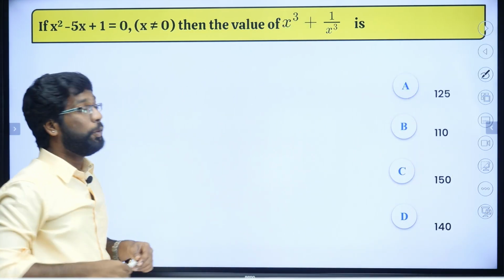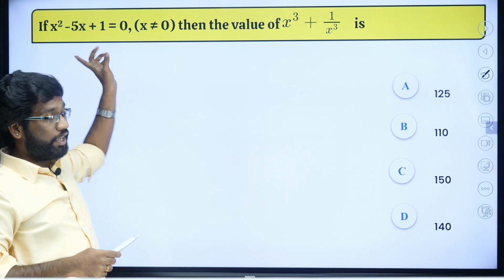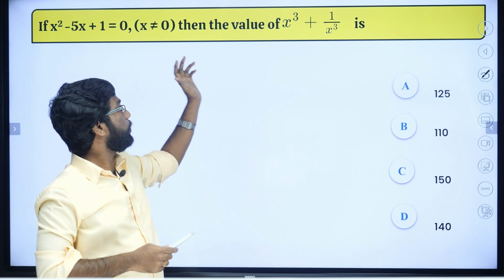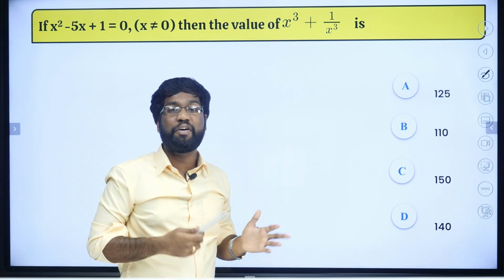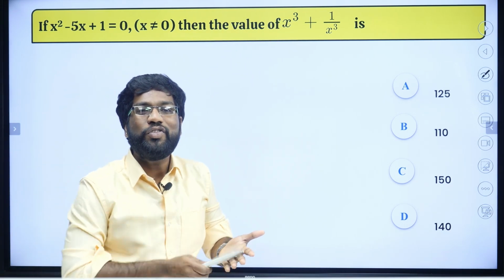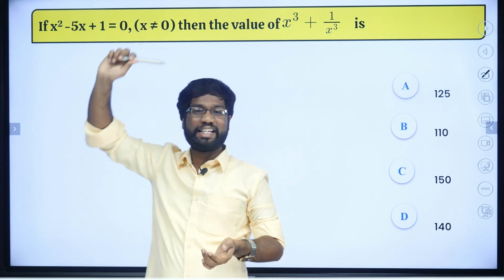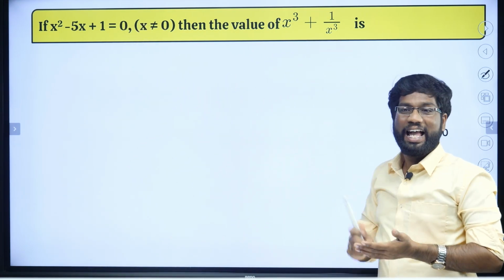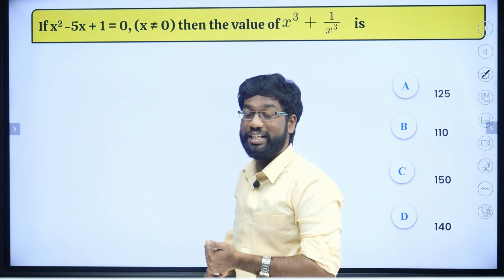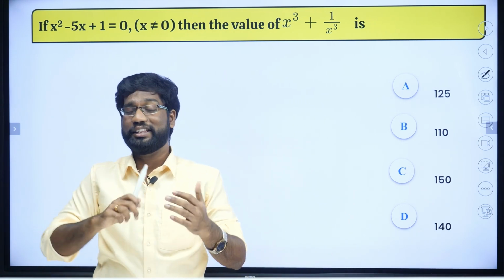So now, if x square minus 5x plus 1 equals 0, then the value of x cube plus 1 by x cube is what they have asked, my dear students. How will you solve this with this quadratic equation? You have to find the cubic function value. You have to think, my dear students. Please pause the video and think.